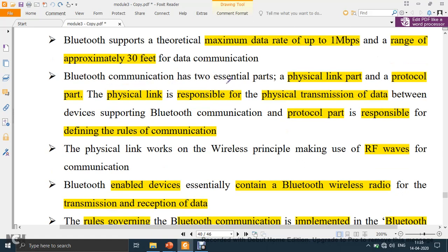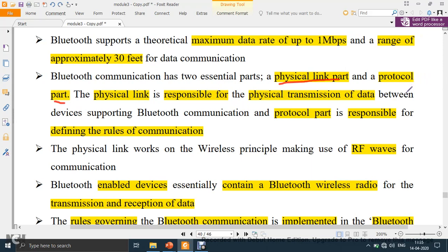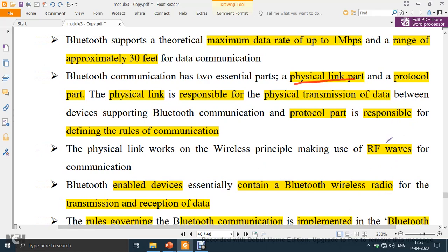So Bluetooth communication has two essential parts. So what are the two essential parts? The physical part, and next is the protocol part. Protocol. Okay, so what do you mean by protocol? So protocol is nothing but a set of rules which governs the transmission, because any given data transmission has to have a certain set of rules. Without those rules, the transmission will not be proper. Okay, so there should be some rules.